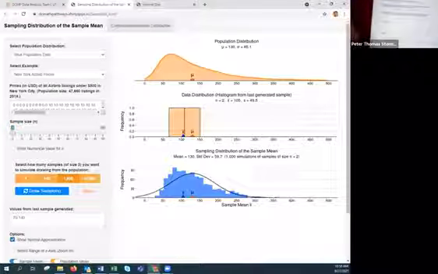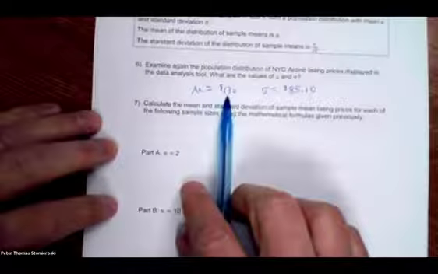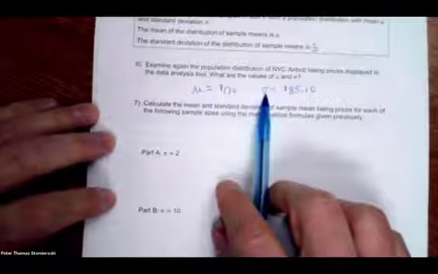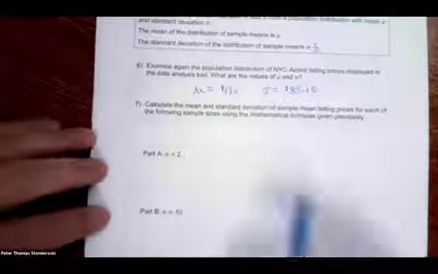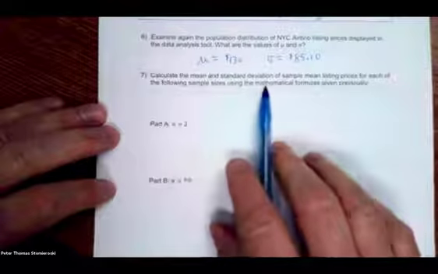Okay, let me stop sharing the screen. So I wrote those guys down there. The mean of the population was 130, and the standard deviation of the population was $85.10. Now it says calculate the mean and standard deviation of the sample mean listings for each of the following sample sizes using these mathematical formulas given to you right above.